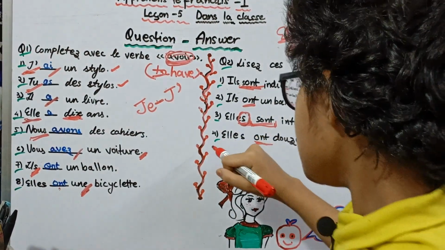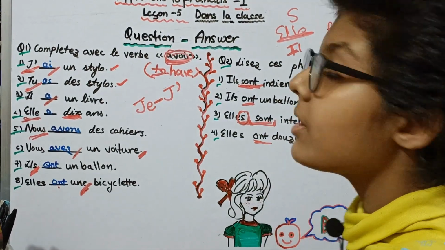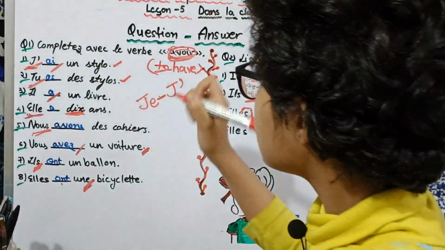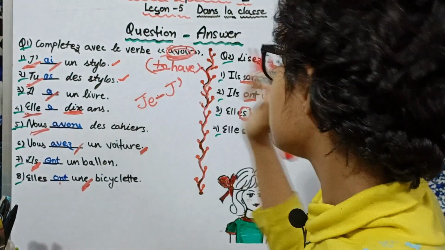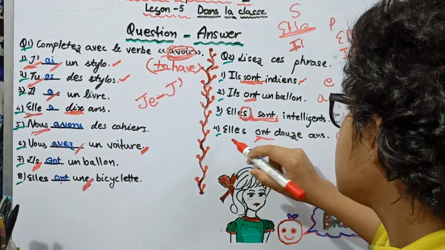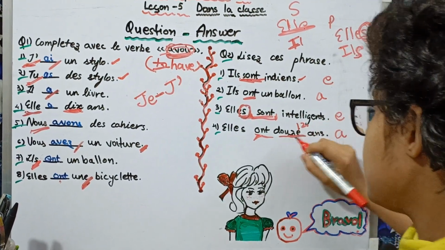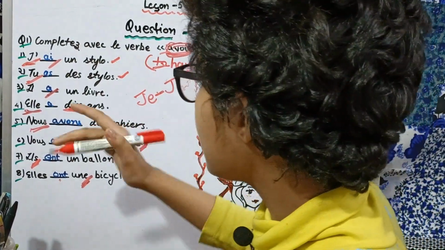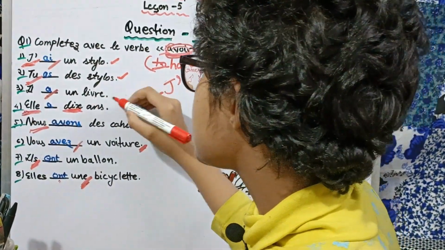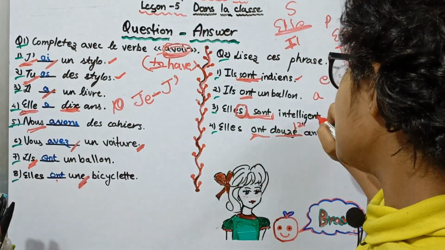So now the fourth and last sentence of this question is "Elles ont 12 ans," which means that she is 12 years old. Now you remember that another use of the verb avoir is to tell the ages. So here we have an example of it, that she is 12 years old. Douze means 12. And here we also had an example at the fourth question, that she is 10 years old. So dix means 10 and douze means 12.